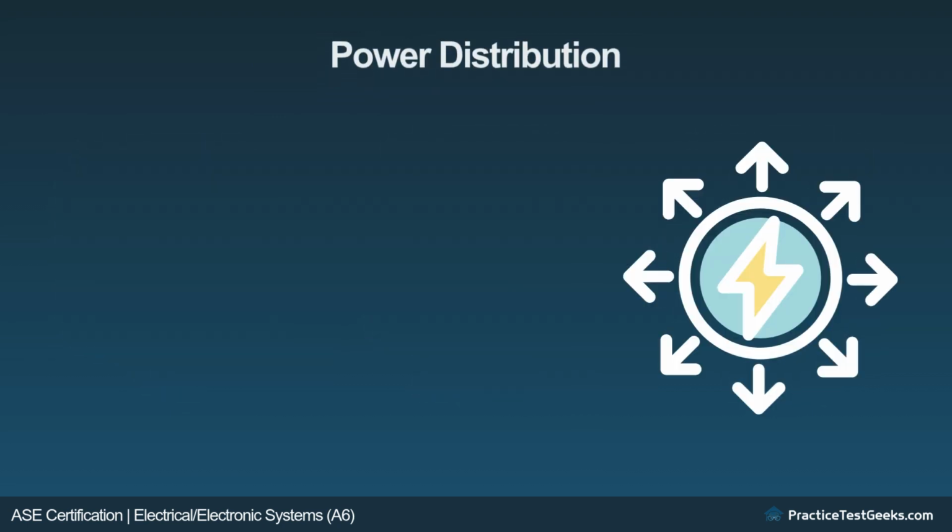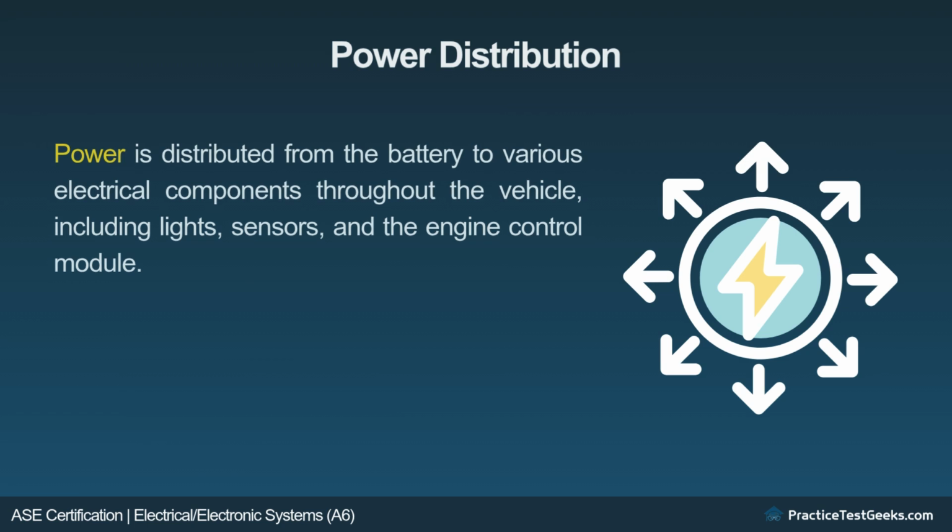Power distribution. Power is distributed from the battery to various electrical components throughout the vehicle, including lights, sensors, and the engine control module. Proper power distribution ensures that all components receive the appropriate amount of current. Power distribution panel. Modern vehicles have a power distribution panel that controls the flow of electrical power to different circuits. Alternator. The alternator charges the battery and powers the electrical systems while the engine is running.